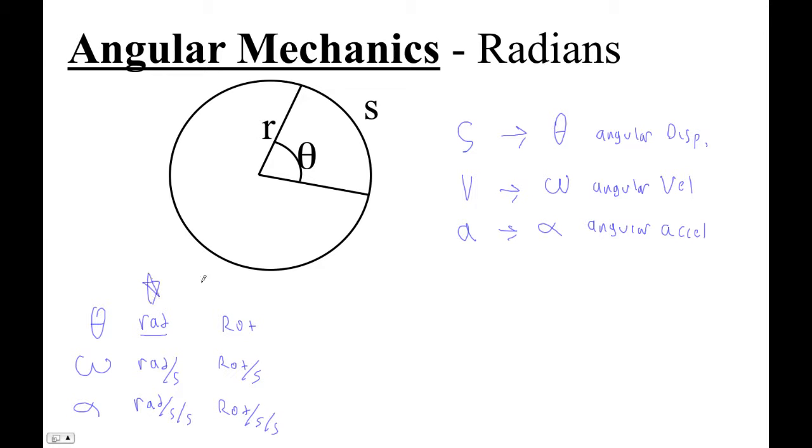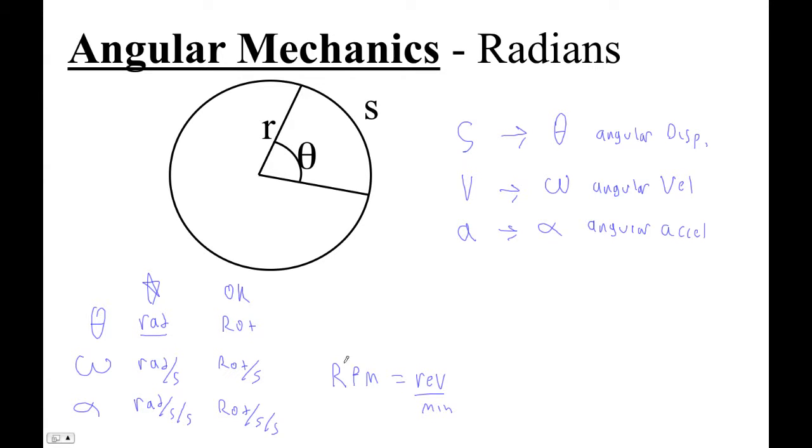Radians are what we really should do. Rotations are okay, right? But there are other units too. So there's RPMs, which is revolutions per minute. But boy, just stay away from this, right? You really don't want to deal with revolutions per minute. I mean, you can do it, but yeah, don't.